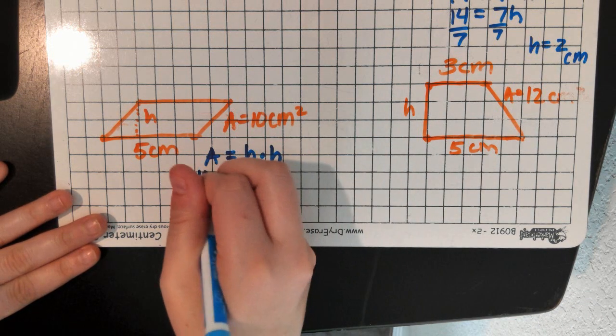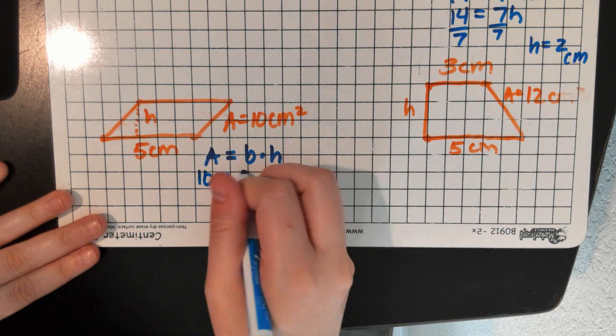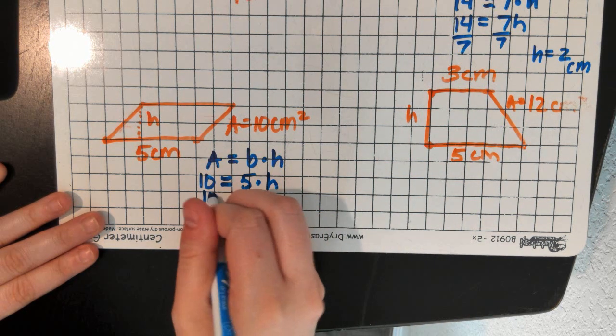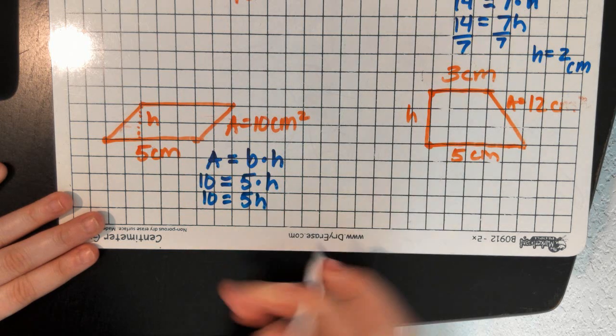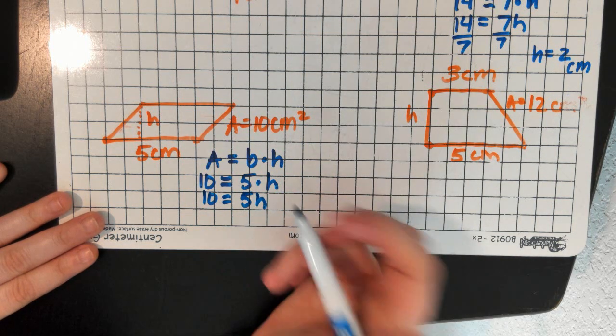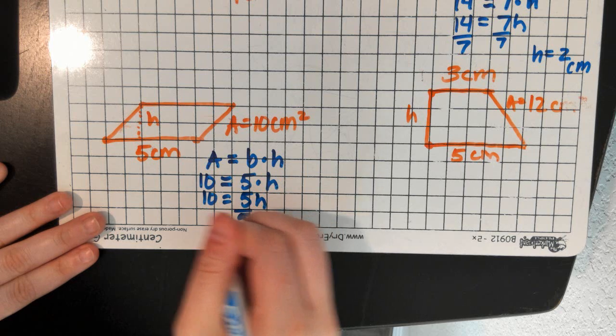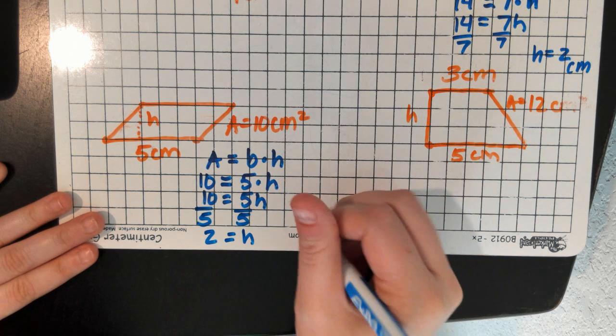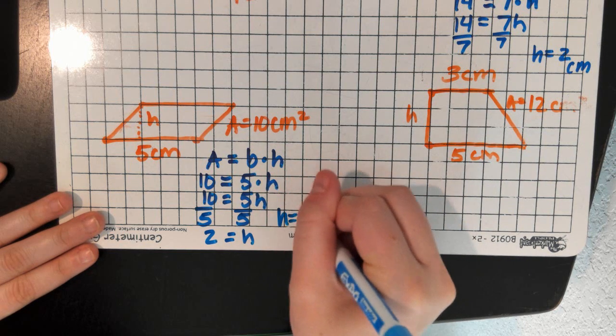So 10 equals, base is 5, height is missing. Okay, now we can rewrite this as 10 equals 5h. So this is a multiplication equation, so I use division to solve. So I'm going to divide both sides by 5. So h equals 2 again. So h equals 2 centimeters.